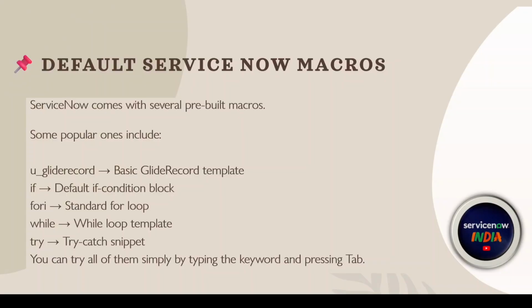And the default ServiceNow macros we have in the instance: for example, gr shows a basic GlideRecord template. If you type if plus tab, it shows a default if condition block, and for shows a standard for loop, plus while and try. You can try all of them simply by typing the keyword and pressing tab. The keywords are if, gr, while, and try.